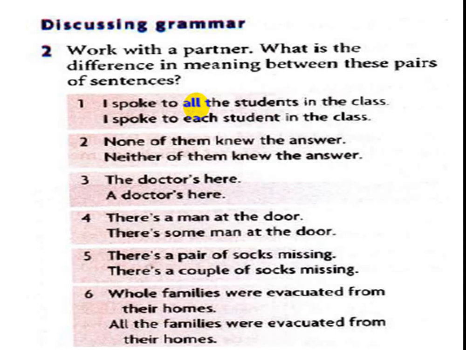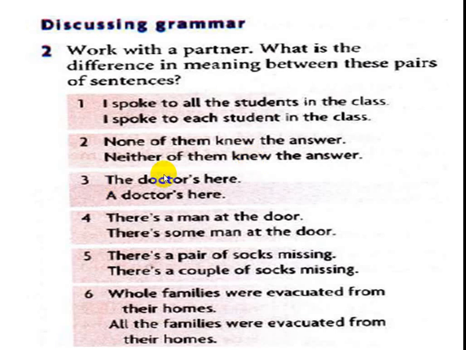Number two: none of them knew the answer, and neither of them knew the answer. Here, none of them means not one individual in the group knew the answer. And neither of them means not one of the two individuals knew the answer.